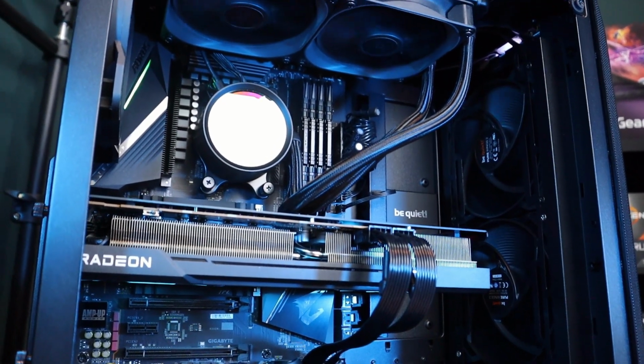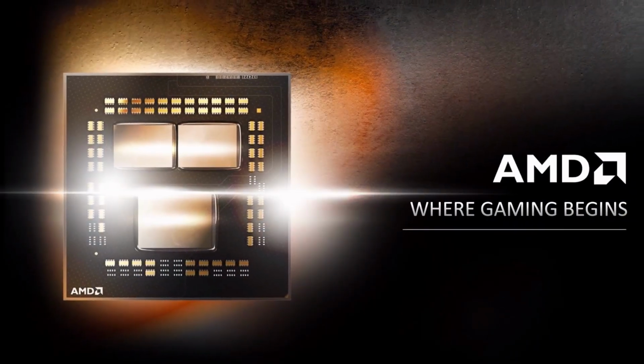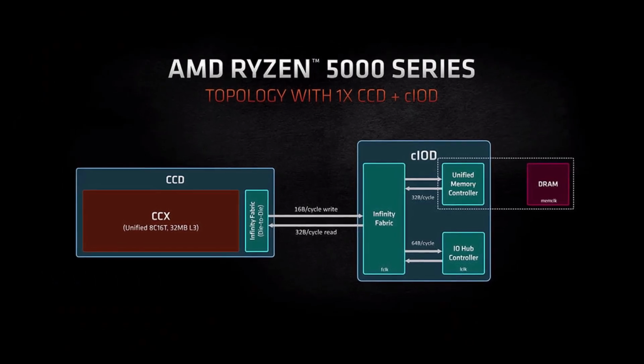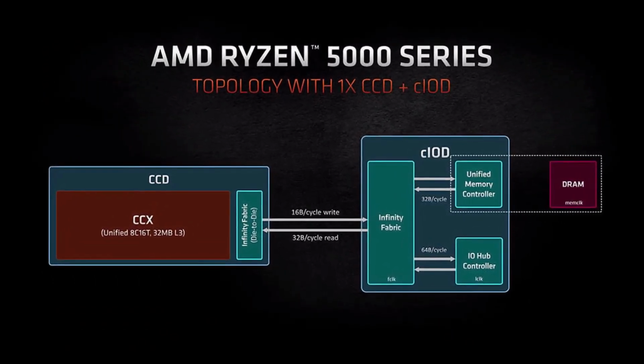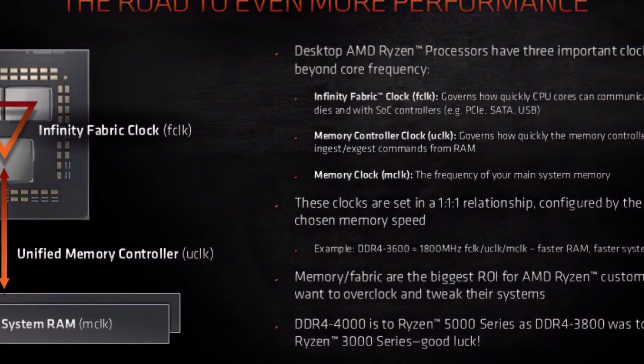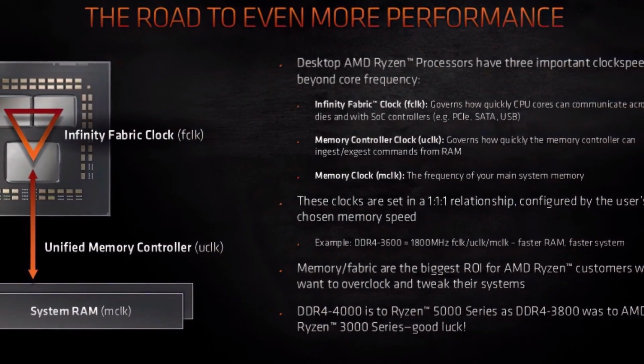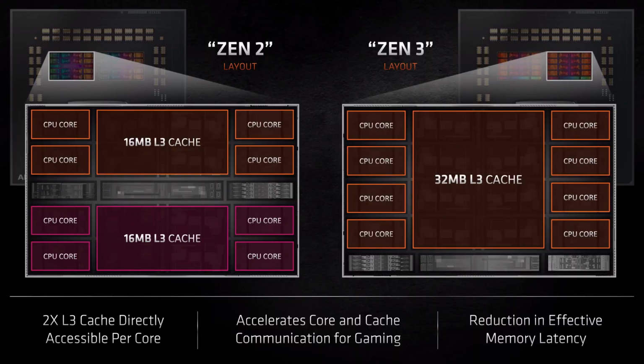A Ryzen 5000 CPU has multiple chiplets. A chiplet is a die with specific functions such as CPU cores, I/O hub, memory controller, and so on. All the chiplets communicate with each other via the Infinity Fabric interconnect. A core chiplet die, or CCD, is one of the chips on the AMD CPU.